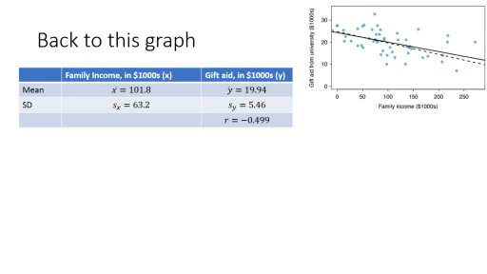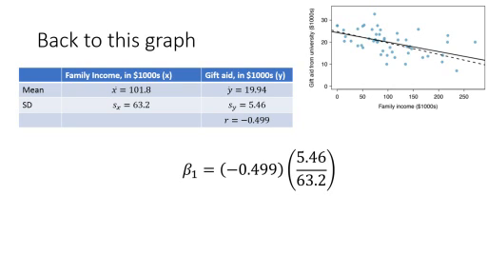All right, so using the slope formula that we just did, which was our beta 1, we would go 0.499 times 5.46 over 63.2, and so we get our beta 1 as negative 0.0431. That would be the slope of this line. So this line is decreasing by 0.0431 for every increase of x. So based on this data, we're able to use that.